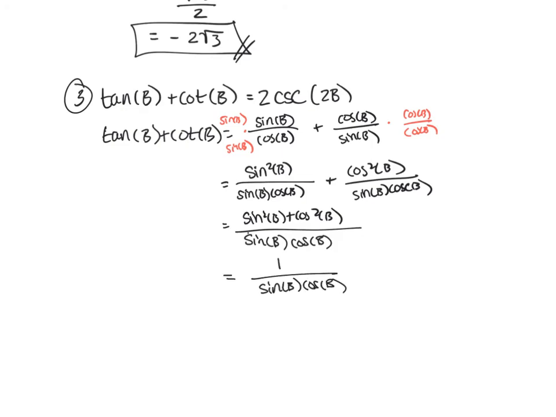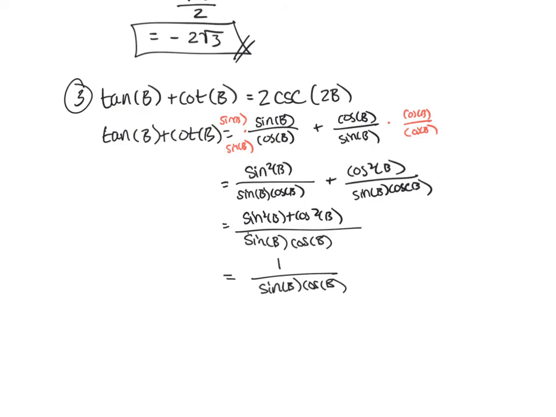So I take a look at here and I'm like, you know what, that's not one of my identities. I'm kind of stuck. So I'm going to go back and look at my answer. So my answer is 2 times cosecant of 2b. So just like what we mentioned earlier, this is going to be 1 over sine of 2b. So if I take out my identity sheet and I look at my double angle identities for sine, this is actually really close. Sine of b times cosine of b, the only thing we're missing here is a 2.